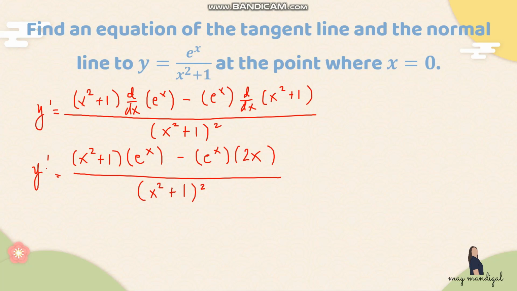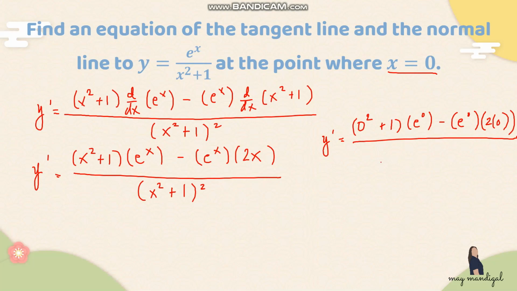So after we get the derivative, we have to evaluate this given the value of x, which is 0. So this one, where x is equal to 0. All you have to do is substitute all the x here with 0. So we have 0 squared plus 1 times e raised to 0, minus e raised to 0 times 2 times 0, all over 0 squared plus 1, squared.